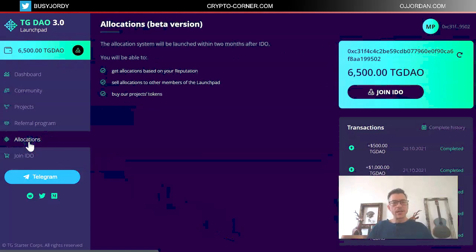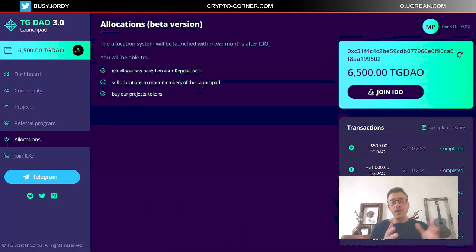And the next one here is allocations. So here you will be getting the allocations for every project that you want to participate in. As it says here, it will be based on your reputation. This is why you want to increase your reputation. You want to go higher up in the rankings in reputation to actually get bigger allocations. This is really how it works. This is very straightforward and standard.